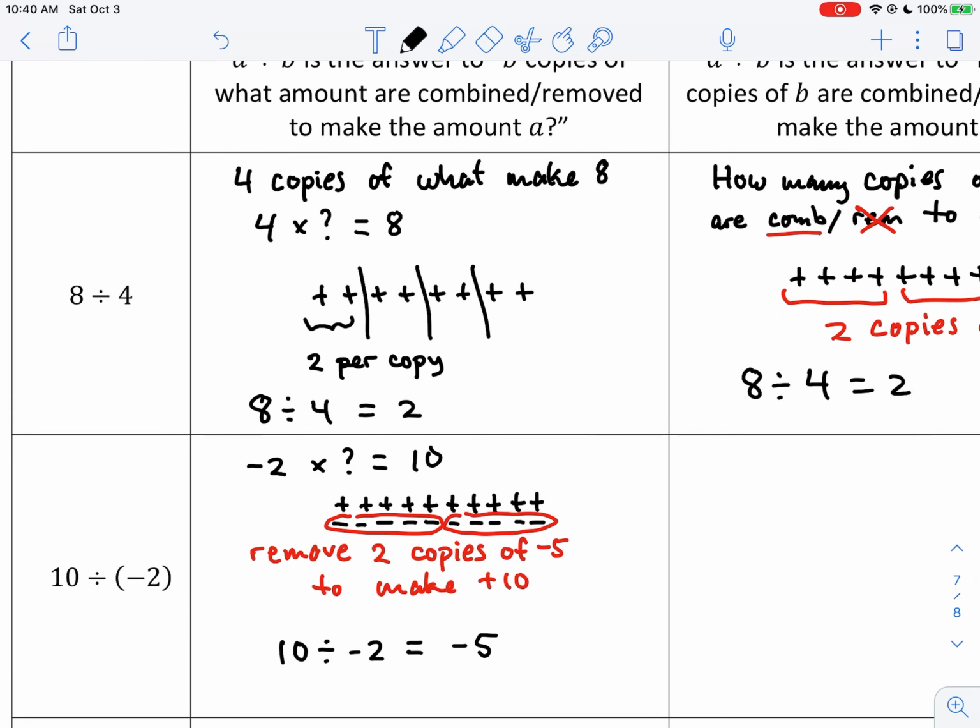But the meanings of the 2 and 4, also 4 copies of 2 make 8. The meanings of the 4 and 2 are different in each case. Here we were saying 4 copies of 2 make 8. Here we're saying 2 copies of 4 make 8.